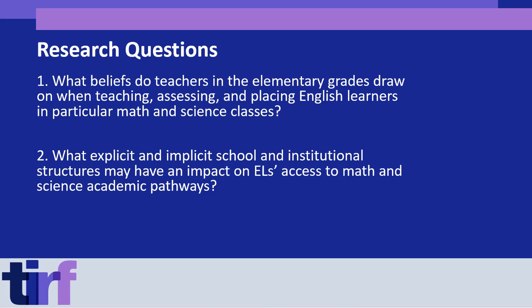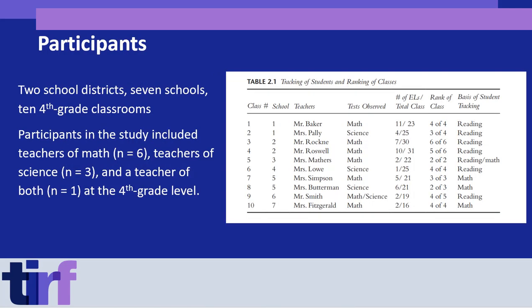And then maybe more specifically for this presentation, what explicit and implicit school and institutional structures are in place that may have an impact on that. So my participants, this study was done in 2 school districts in 7 schools with 10 4th grade classrooms, 10 4th grade teachers. I also did interviews with 50 4th graders, but that part is not included in this part of the study.